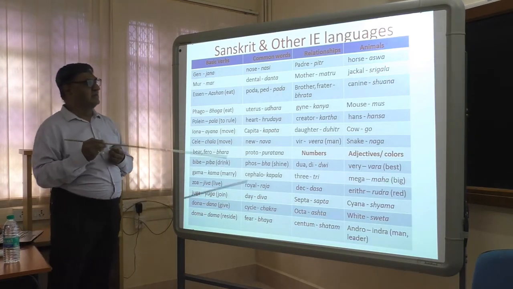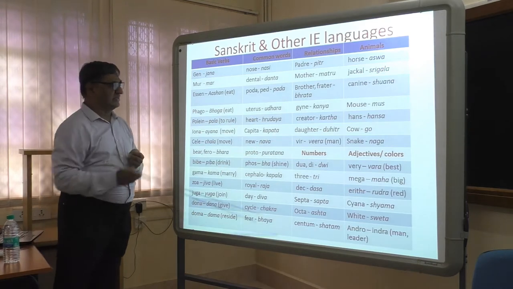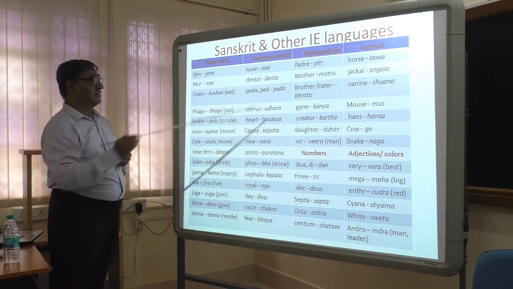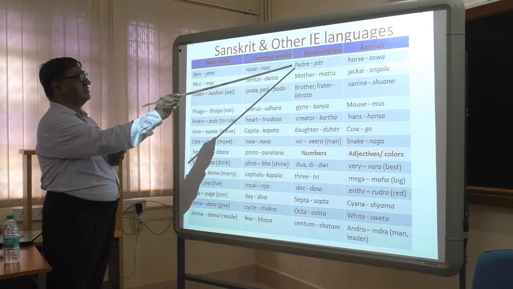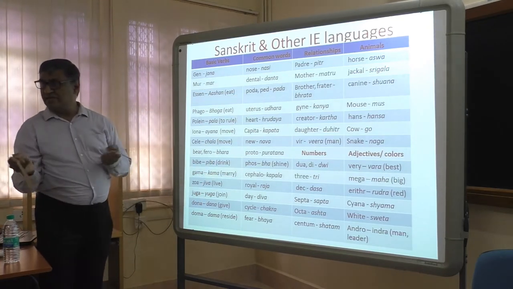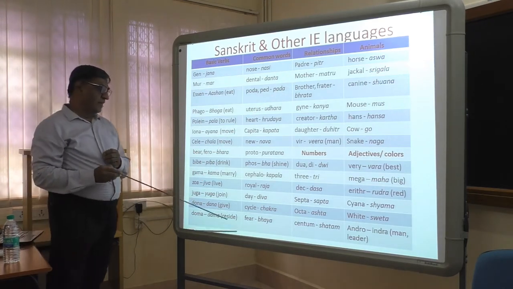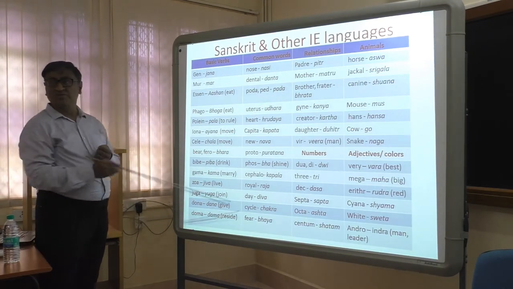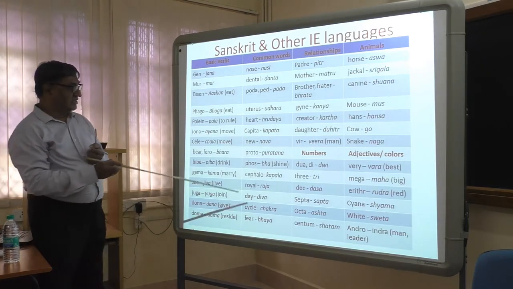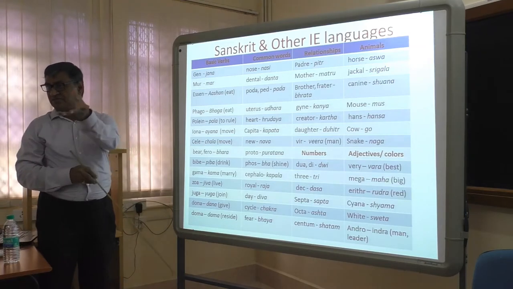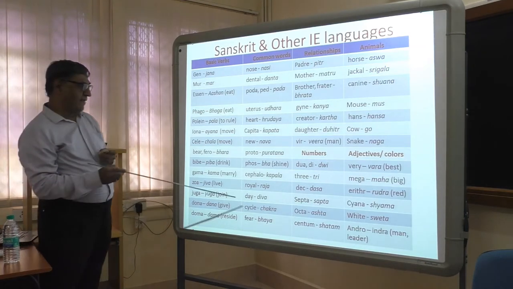So many things: Duhitri is daughter, Bhrata is brother, Matru is mother. If the padri, we say "Father" in church, it's Pitra in Sanskrit. So many, many words come from Div. Divya also comes from that one. Divya Pranam comes from Divya. Divya means to give light.